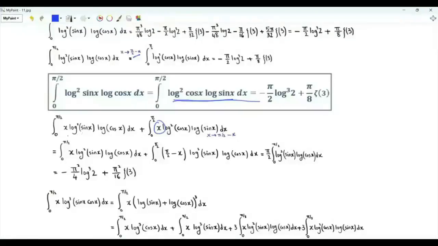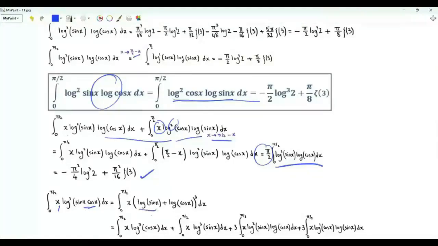Consider the integral from 0 to pi over 2 of x times log sine x squared log cosine x, plus the integral from 0 to pi over 2 of x log cosine x squared times log sine x. In this integral, replace x by pi over 2 minus x. The sum of these two integrals is pi over 2 times this integral: the integral from 0 to pi over 2 of x times the cube of log sine x cosine x.